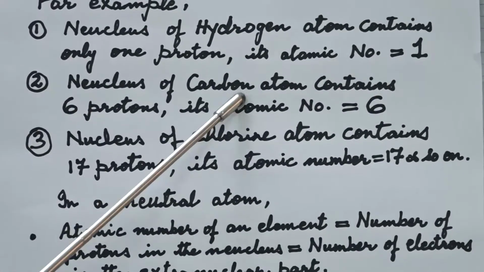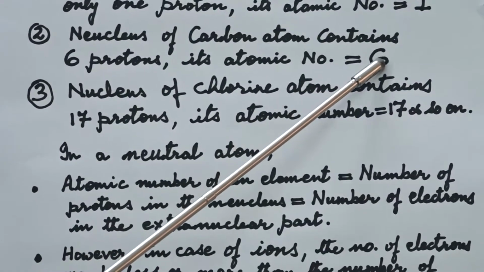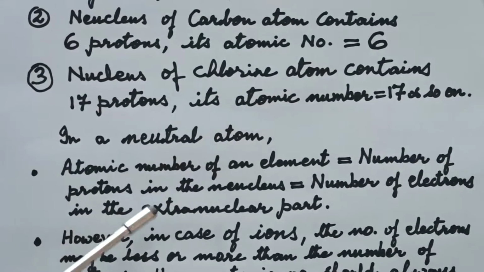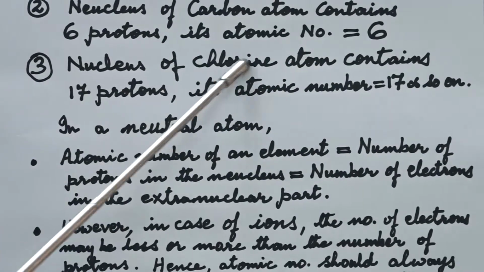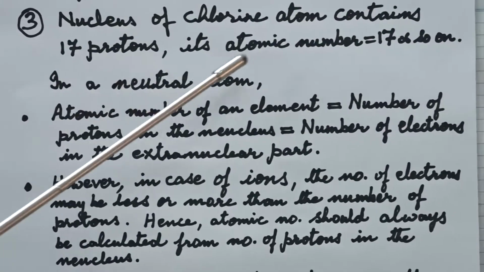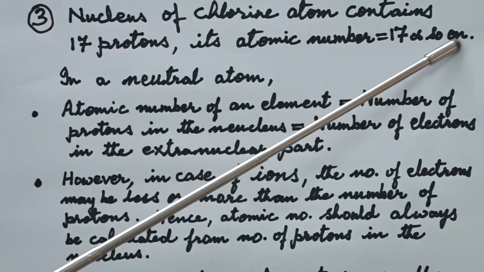Nucleus of carbon atom contains 6 protons. Therefore, its atomic number will be considered as 6. Nucleus of chlorine atom contains 17 protons. Therefore, its atomic number will be 17, and so on.